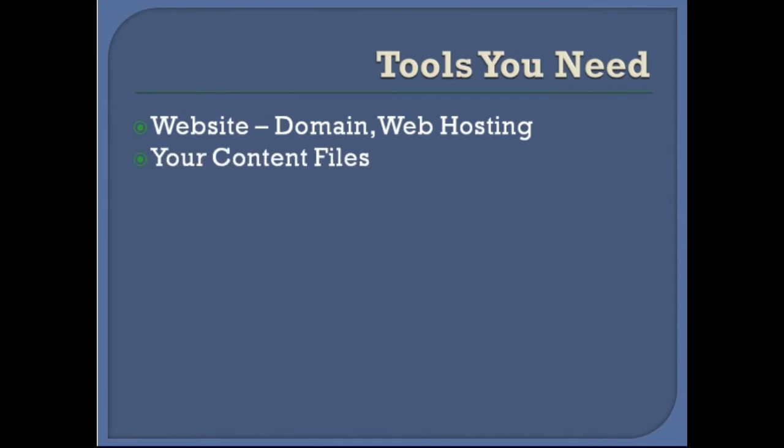Now what I want to do now is talk about the tools you need so that you can gather those tools before we begin the implementation process. You're going to need a website. You're going to need a domain and web hosting. Now in this video series, I'm going to assume that you already have a website and you already have your content. But what I'm going to do is I'm going to show you how to implement this and create an automated machine and add it to your website.